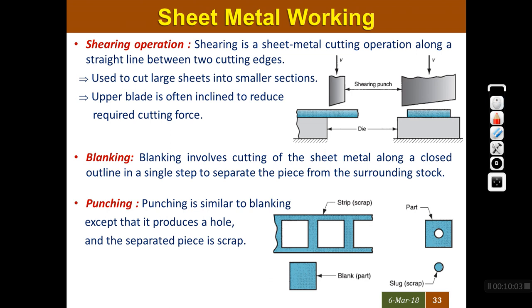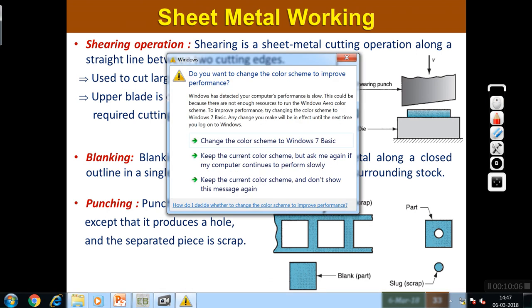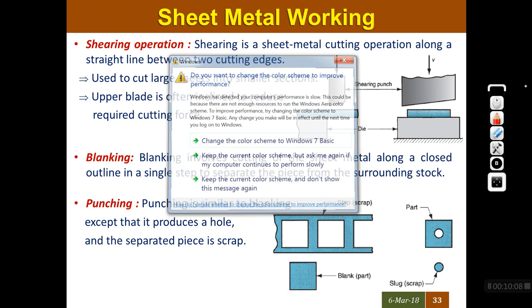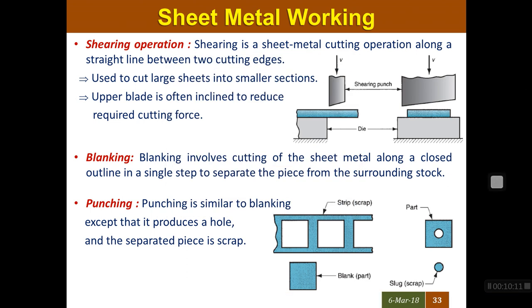Now the next operation is called piercing. Piercing is slightly similar to punching. In punching, we cut a circular cross-section hole from the sheet metal as a waste part, whereas piercing is an operation where any shape, regular or irregular, can be cut from the sheet metal, and the desired part is the metal sheet. The difference is, for piercing the shape can be anything, but for punching it should be a circle.